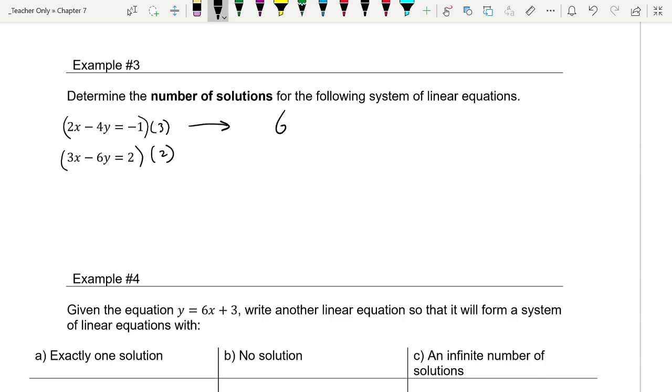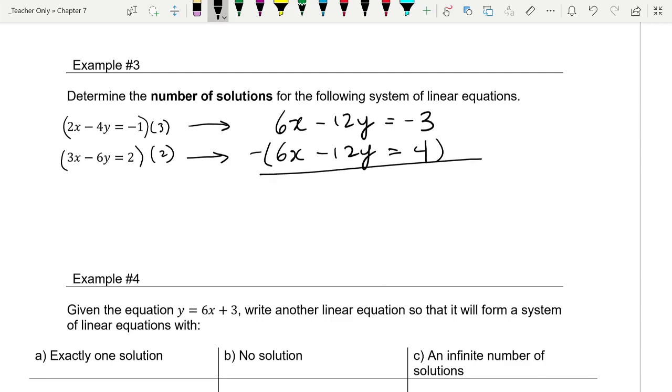So here's my plan in action. 3 times 2x is 6x. 3 times negative 4 is negative 12. 3 times negative 1 is negative 3. Okay, my plan in action, part 2. 2 times the second one. Well, 2 times 3x is 6x. 2 times negative 6 is negative 12. And 2 times 2 is 4. Now I'm going to do what my plan was from the beginning. I'm going to subtract the equations from each other. And my plan was to eliminate x. And I did. 6x minus 6x is nothing.